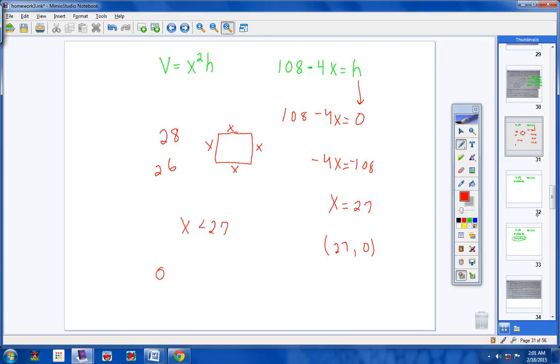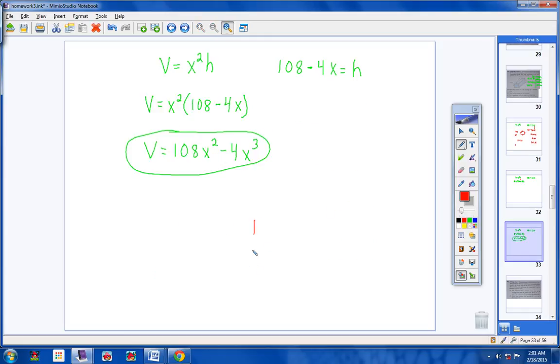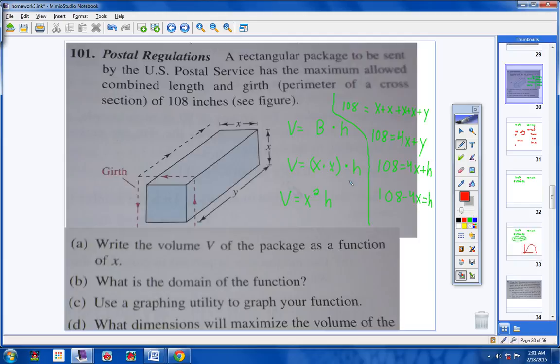It looks really good. Here's the coordinate plane, and it's starting just about right here, and it's going up, and then coming down, okay? There we go. And so now there's a graph of it. Now, what dimensions will maximize the volume of the package? In other words, what do you want x and y to be to give you the largest volume, but still meet these needs?